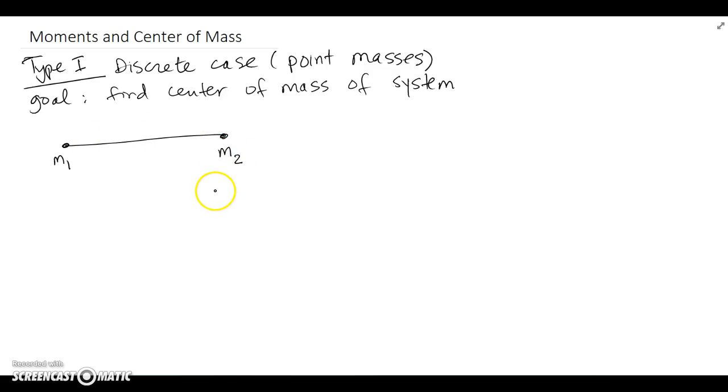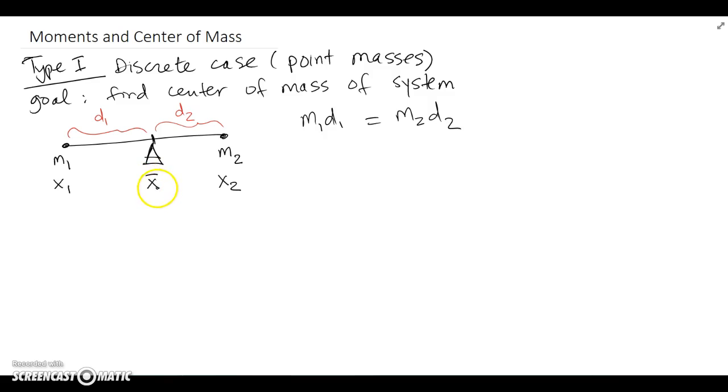So we're just going to leave them in variable terms as M1 and M2, and we're going to say, I don't know, somewhere here, we're going to call that our fulcrum where the thing balances, and X bar is where we're going to position the fulcrum to balance it. We'll call this location X1 and this location X2. For the system to balance, we must have M1 D1 equals M2 D2, and we can find that distance. It'll be a signed distance depending on where my balance point is.